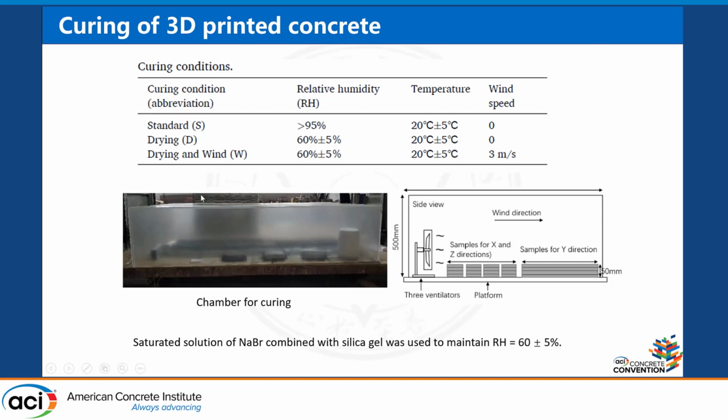Right after printing, we use a chamber. We call this the environmental chamber, to cover the surface of the printed elements. Here is the setup of the chamber. Inside the chamber, we can see we put the fans here. Then we can see the 3D printed elements.